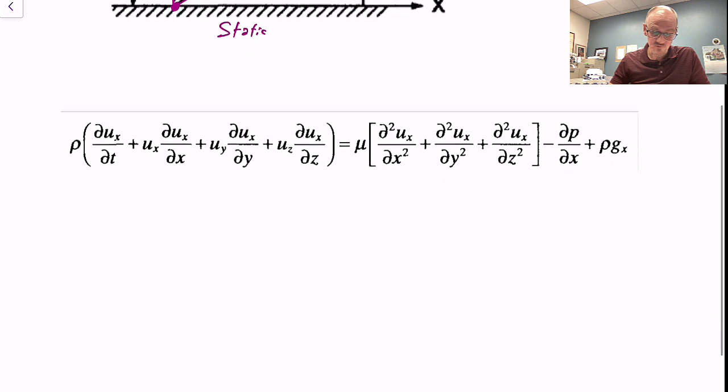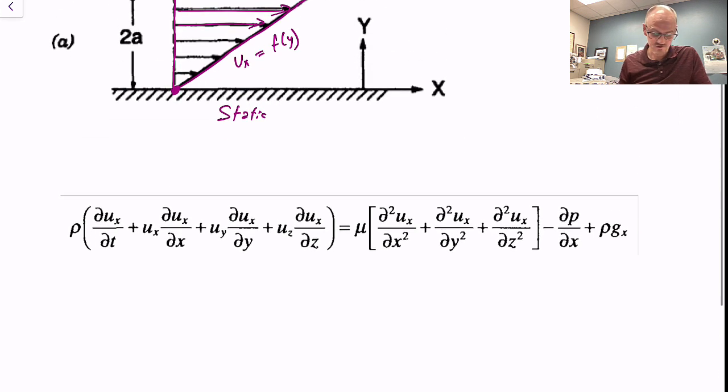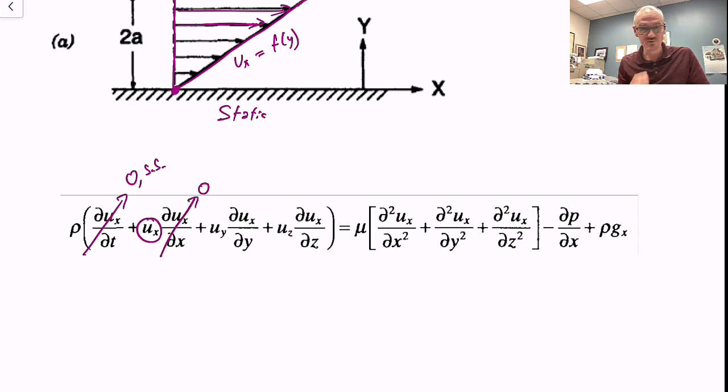And we use this form of one of the Navier-Stokes equations in Cartesian coordinates. It's a steady state system. So that first term, the derivative with respect to t, goes to 0. Nothing's changing with respect to time. We do have velocity in the x direction, but that velocity is not changing as you move in the x direction. So that term goes to 0. We don't have any velocity in the y direction, so 0 there. We don't have velocity in the z direction, so 0 there.